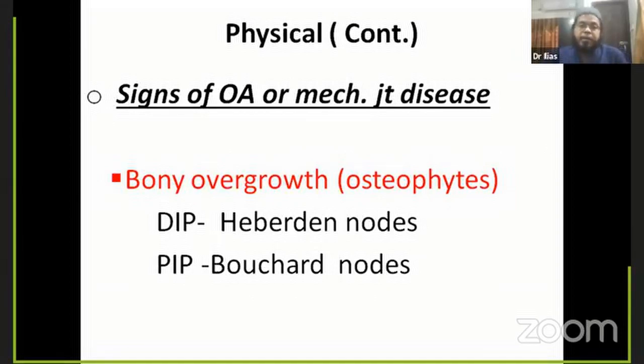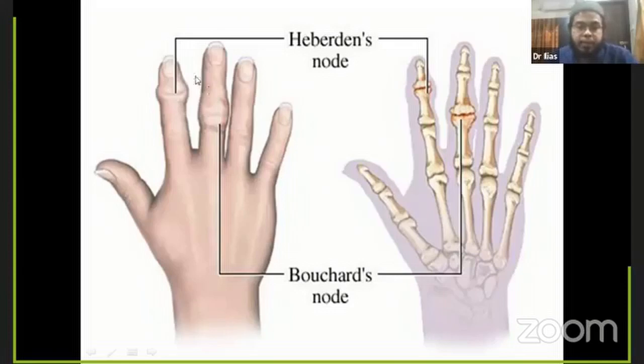And I will tell some of the signs of osteoarthritis or the mechanical joint diseases. First of all, we'll get some kind of bony overgrowth, that is the osteophyte. Earlier I told you about this. In case of the distal interphalangeal joint, there could be some kind of osteophytic nodular formation that will be termed as Heberden's node. And if the proximal interphalangeal joint is involved, that will be called Bouchard's nodes.